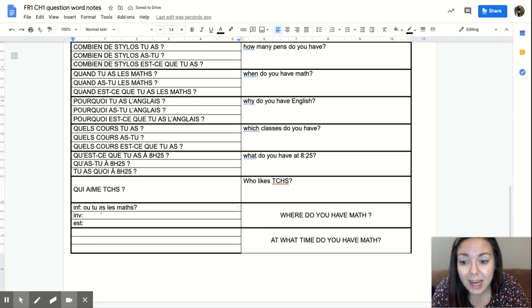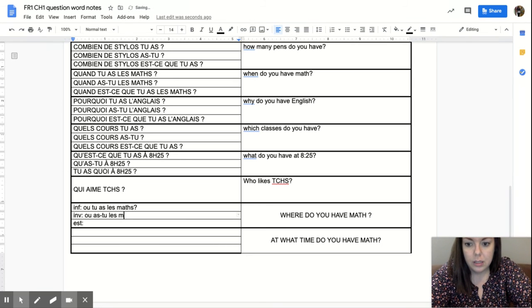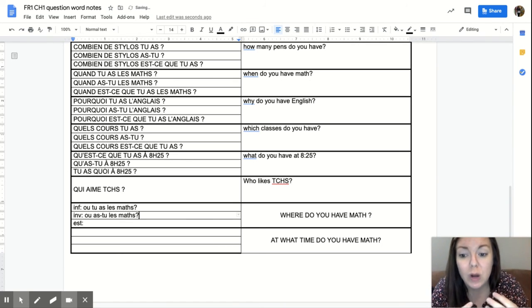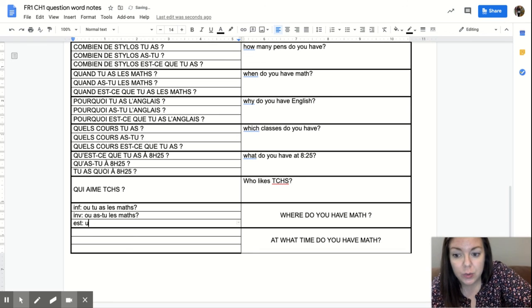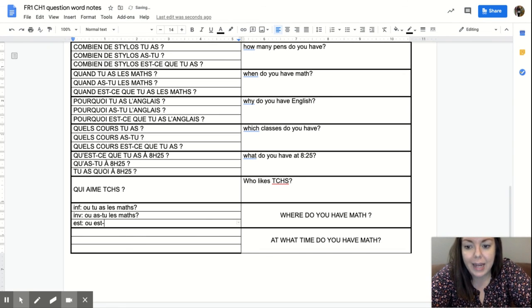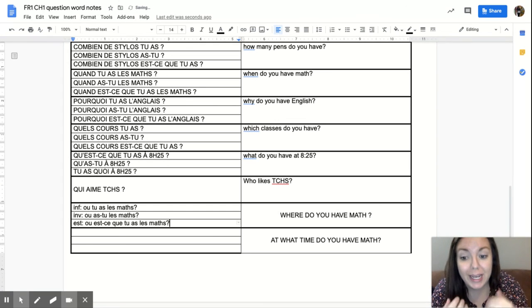Now we're going to take that exact same question and use inversion. Remember, we're always going to start with où. And now the only difference between inflection and inversion is we flippy floppy the subject from the verb. So now we have où as-tu les maths? And then to use est que, question word still goes first. So we're still going to start with où. And we're going to add est que, and then finish our question. Où est-ce que tu as les maths?